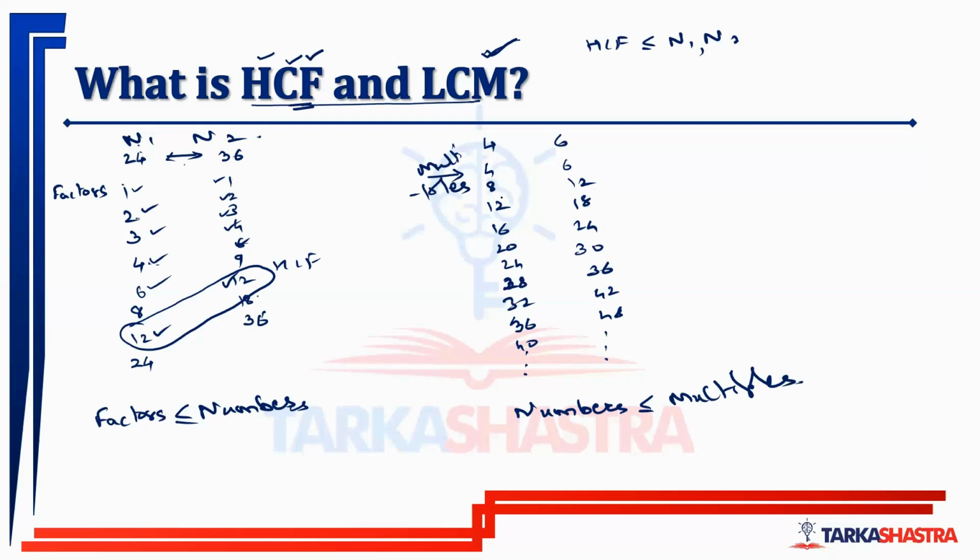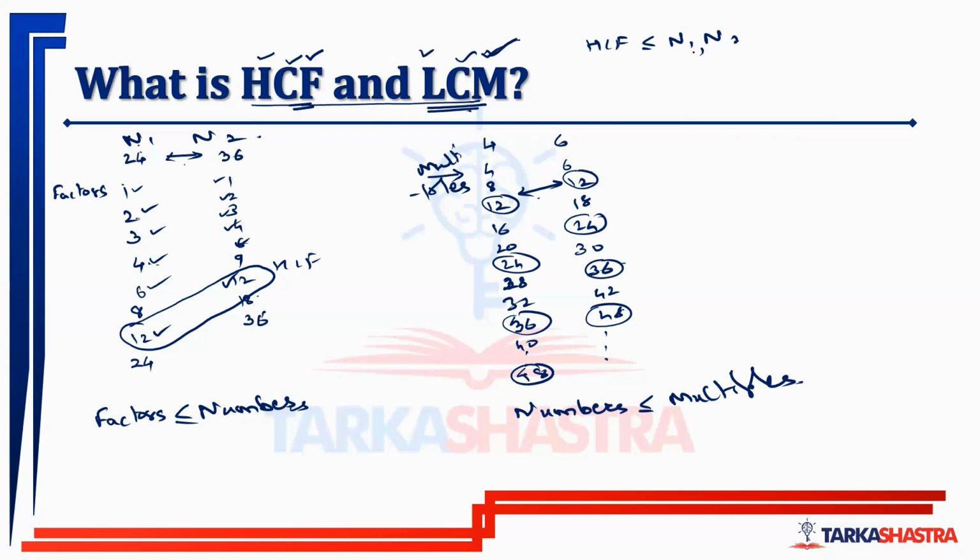Now, the common multiples: 12 is common, then 24 is also common, 36 is also common. If we go ahead, we will get 48 also common, then 60, and it will go up. There will be unlimited multiples. These are your common multiples. But the least common multiple, or lowest common multiple, is 12. Of all the common multiples, the least one is your LCM. So this is what we understand by LCM.